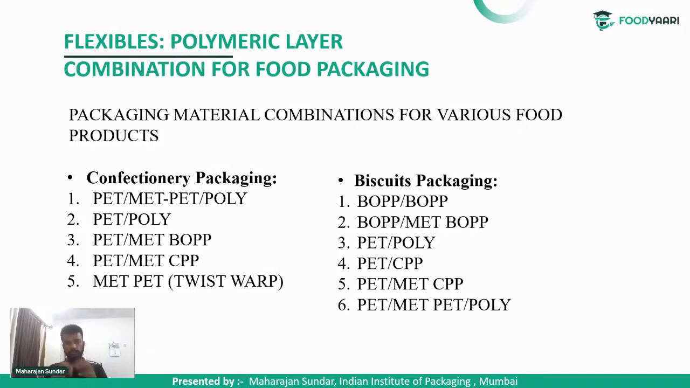Okay, now we will discuss some topics, and I will show around 10 to 15 various types of packaging layer combinations for different packaging products. For example, confectionery packaging: it is PET, MET-PET, that is metallized polyethylene terephthalate, and poly, which is generally polyester. Why is it used? It is a combination of a barrier layer, a printing layer, and a food contact layer.